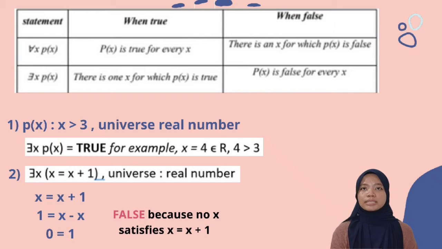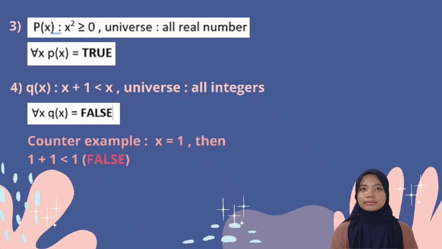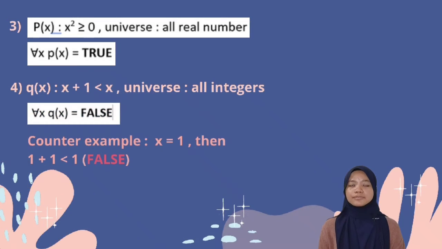So 0 equal to 1 is false because no x satisfies x equal to x plus 1. Examples 3 and 4 are for universal quantifiers. Let's see example 3 first. P(x) is x squared greater than or equal to 0 and the universe is all real numbers. So the answer is for all x P(x) is true. It is because all values of x satisfy P(x).